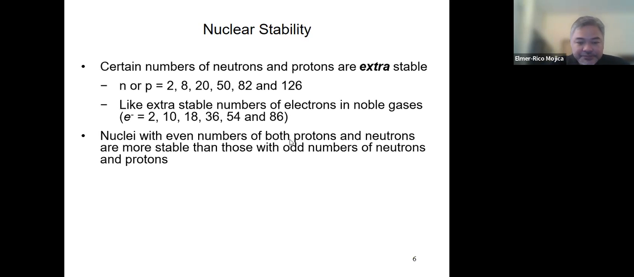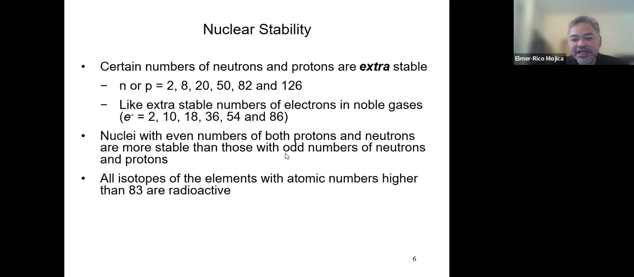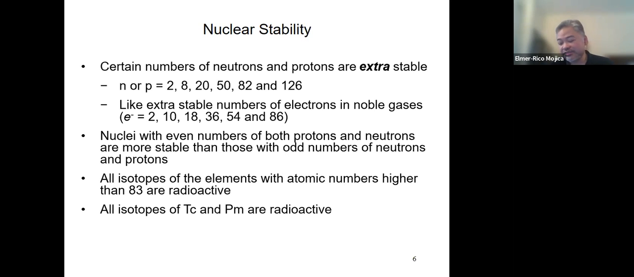And then the nuclei with even numbers of both protons and neutrons are more stable than those with odd numbers of neutrons and protons. And what they observe, all isotopes of the element with atomic numbers higher than 83 are radioactive. And all isotopes of technetium and promethium are radioactive. So when you say radioactivity, this is the spontaneous, okay, emission of radiation in some of these what we call elements.